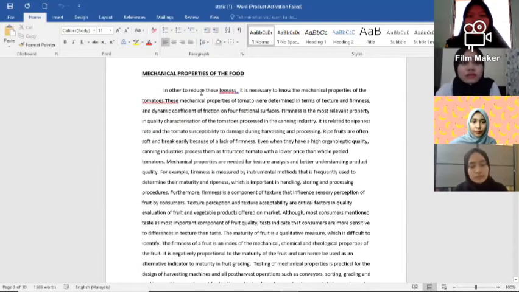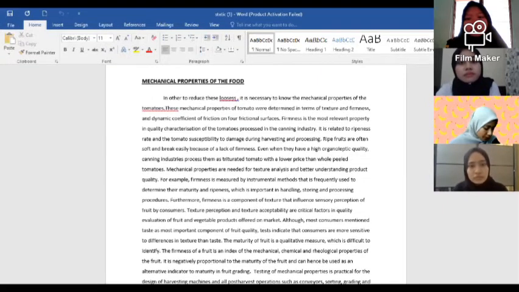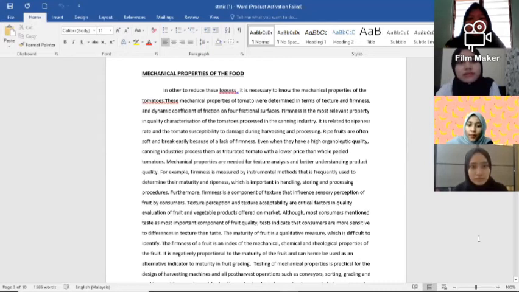Next, I will continue with the mechanical properties of tomato. So in order to reduce these losses, it is necessary to know the mechanical properties of the tomatoes. These mechanical properties of tomato were determined in terms of texture and firmness and dynamic coefficient of friction on 4 frictional surfaces. Firmness is the most relevant property in quality characterization of the tomatoes processed in the canning industry. It is related to ripeness rate and the tomato susceptibility to damage during harvesting and processing.